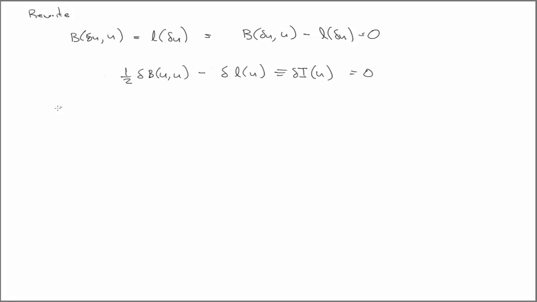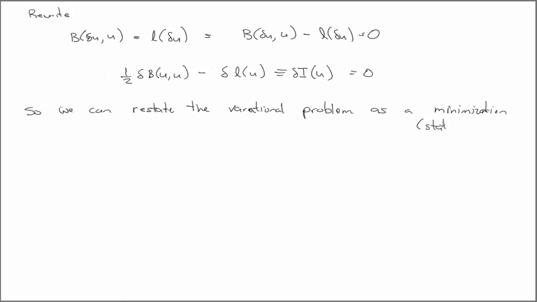So we can restate the variational problem as a minimization problem that is a stationary value. So the variational problem is one that minimizes this function.